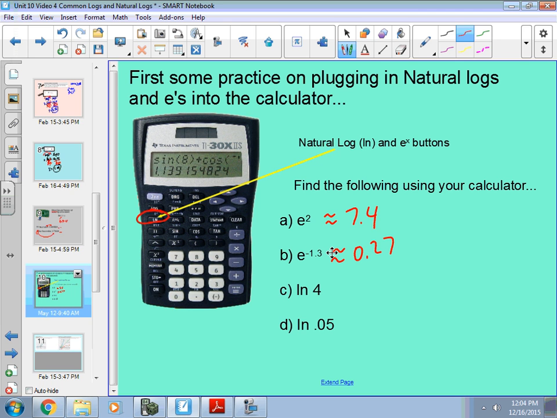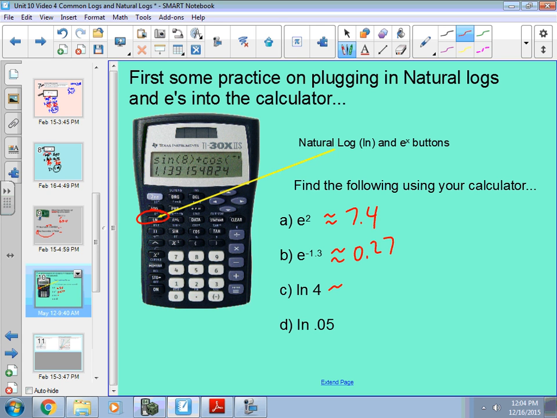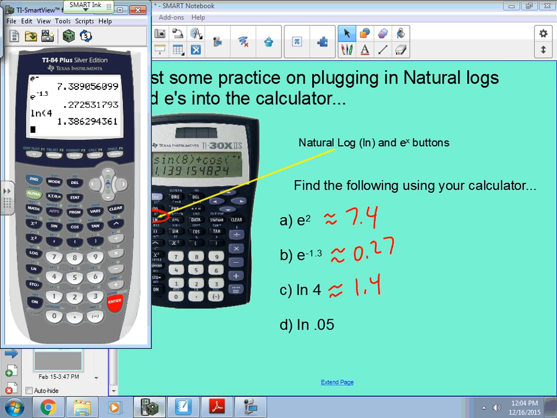Now natural log. Same button, you just don't hit the second button now. Natural log should pop up as ln on your calculator. Type in the number you want to take the natural log of. Hit equals, and looks like this one's equal to about 1.4 approximately. Okay, you can do it for decimal numbers too. Hit natural log of 0.05. We get pretty close to -3.